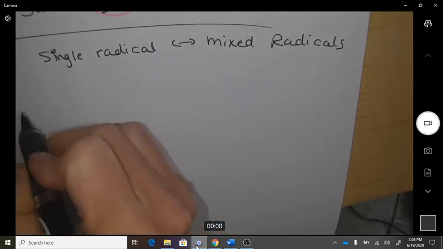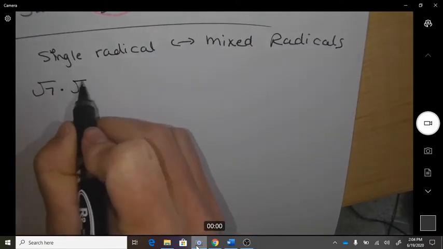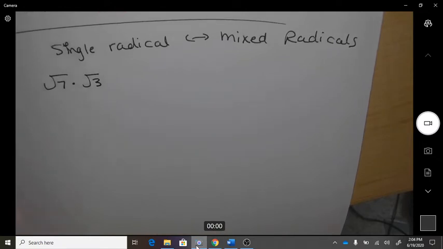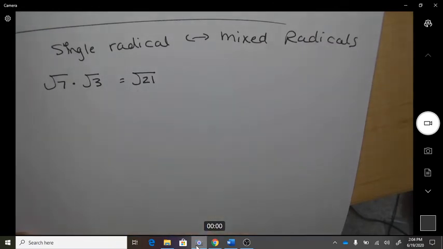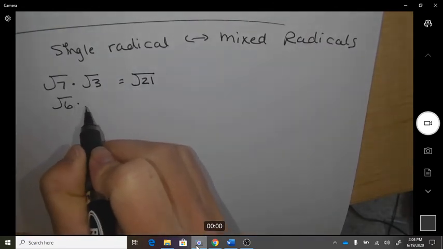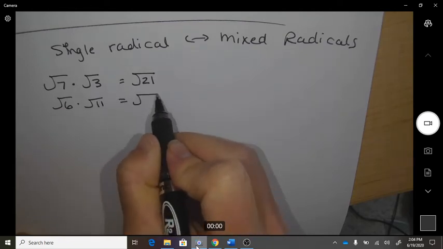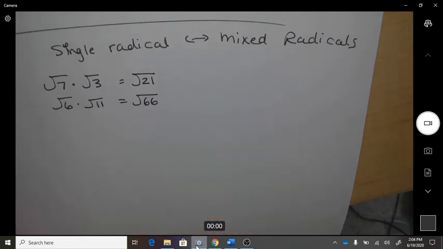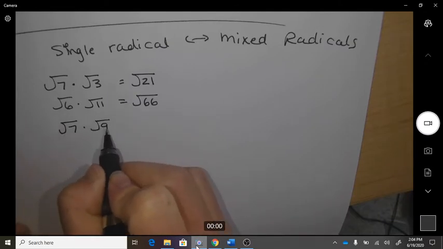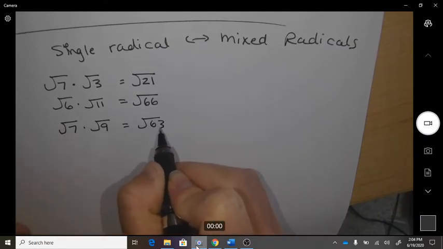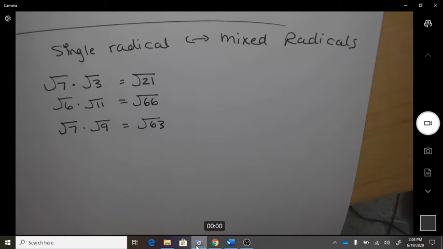Okay, so root 7 times root 3. What are the rules on how to make that into a single radical? You would just make it a root 21. So root 6 times root 11 is the same as root 66. Okay, root 7 times root 9 would be root 63. Okay, you get the idea?